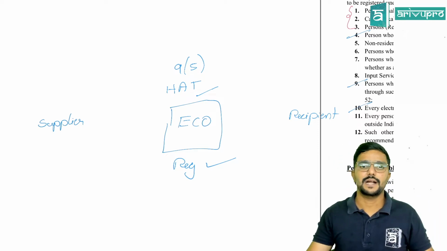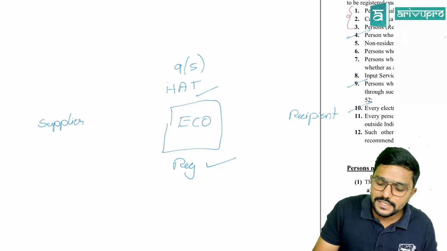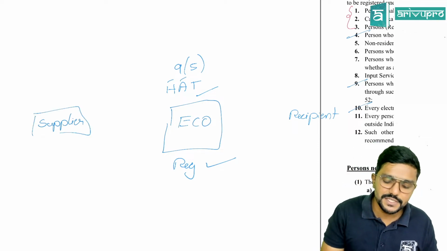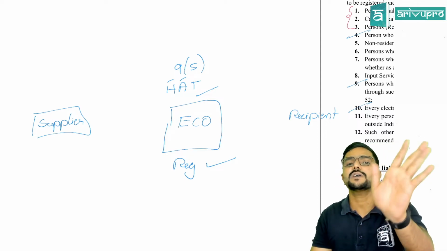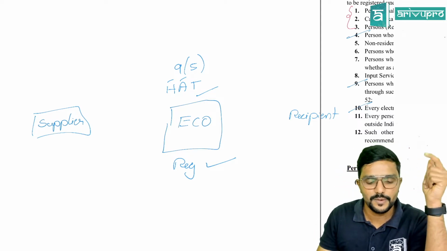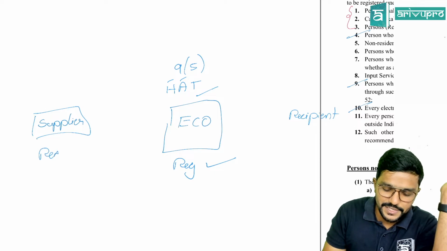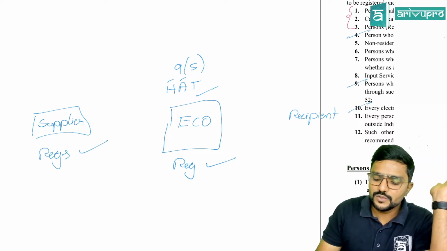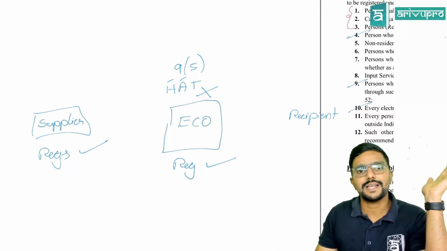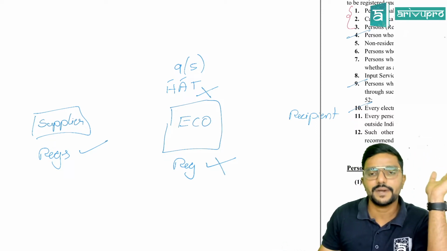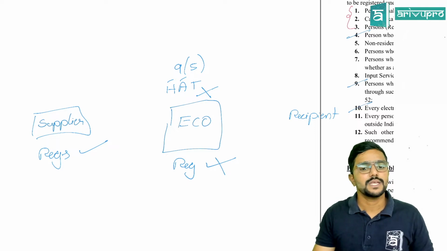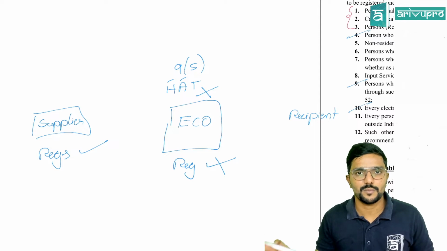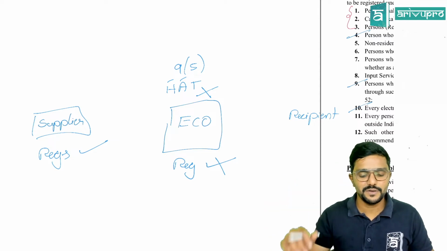And in HAT, in case of H and A, that is housekeeping and accommodation, if the supplier is already registered under GST, then the electronic commerce operator need not pay tax. Why? Because the supplier is already registered. So he will pay tax. So the electronic commerce operator will not pay tax. In that case, the electronic commerce operator will not get registered, guys. Hope you guys got the point. Clear? This is with respect to the 9(5) explanation.